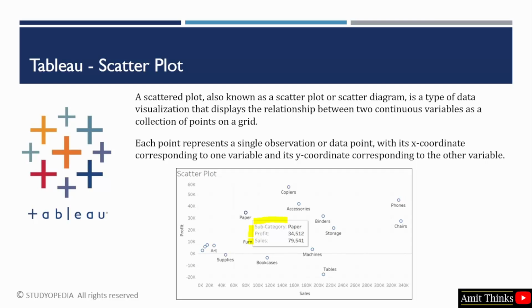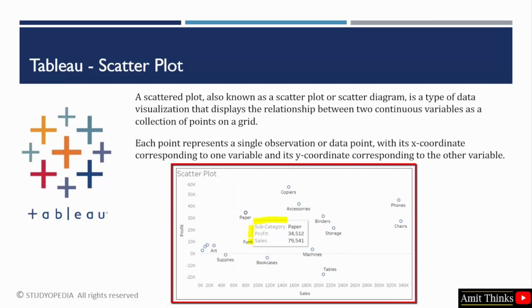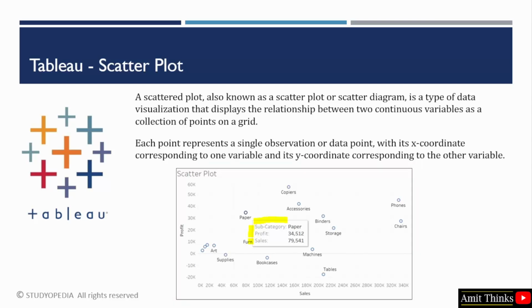is used to display the relationship between two continuous variables as a collection of points on a grid. You can see the image here. Some points are visible. Each point represents a data point or an observation. The x coordinate corresponds to one variable and the y coordinate corresponds to the other variable.